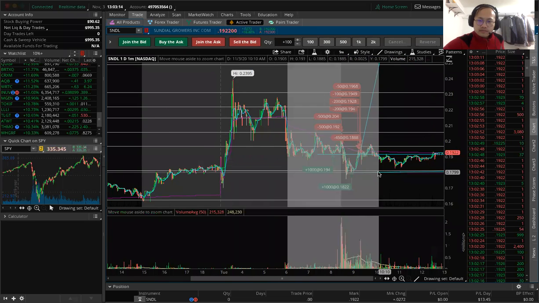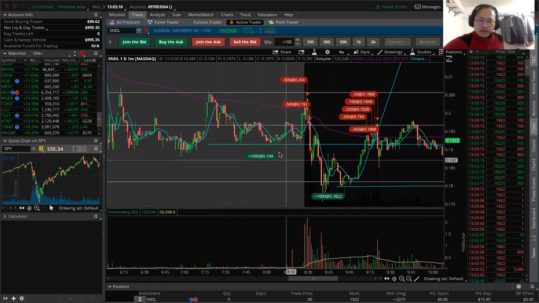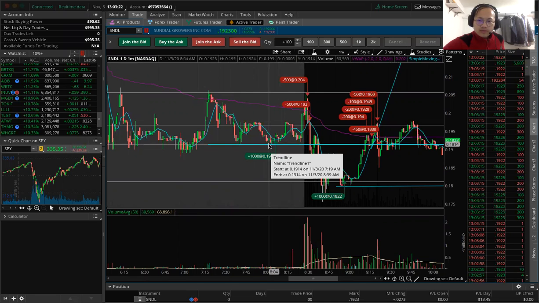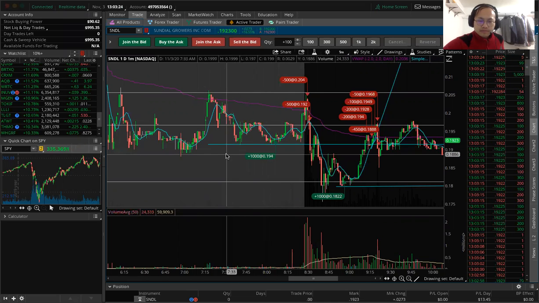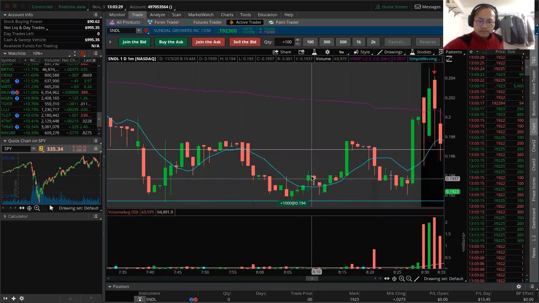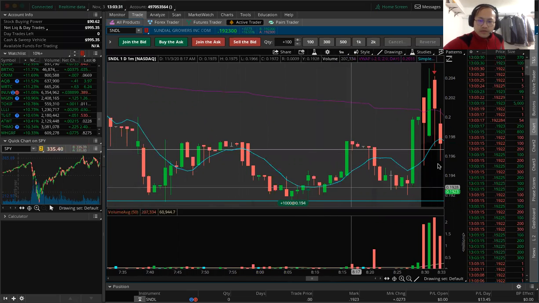As you can see here, I enter here because it made a double bottom. My risk was the blue line right here. When I enter here, my risk was the blue line. I enter at 1940.